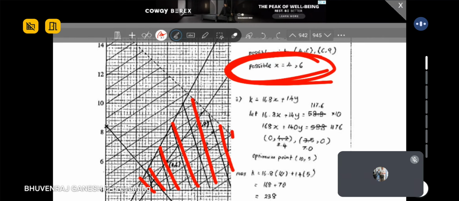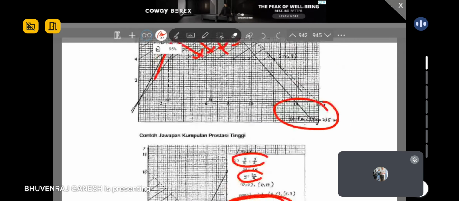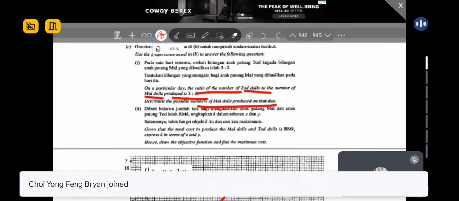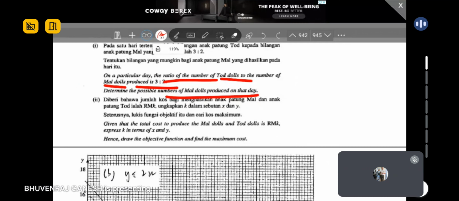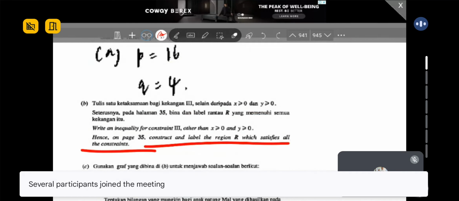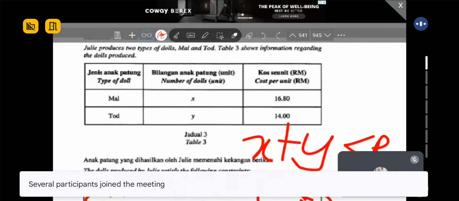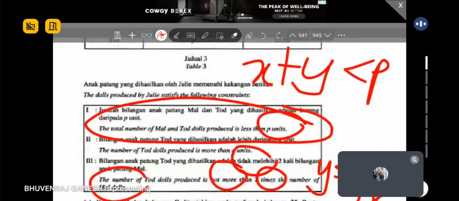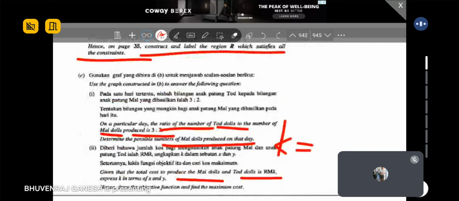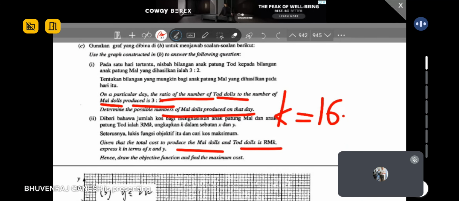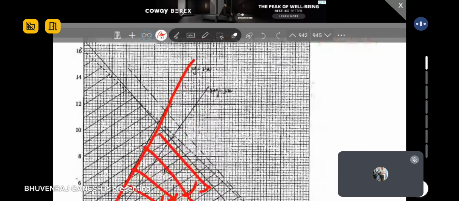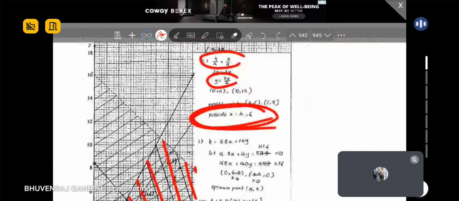And then the C2 is your objective function. They tell you total cost. So total cost means what, guys? You have the information over here. So you just have 16.8x plus 14y. So K is equal to 16.8x plus 14y. Now, first step, you must know your K value.